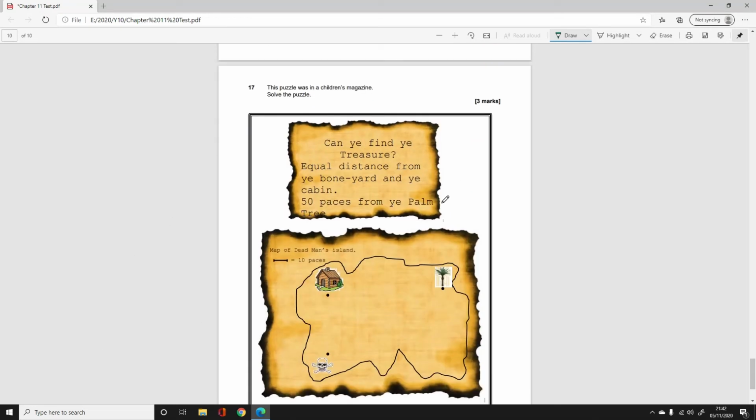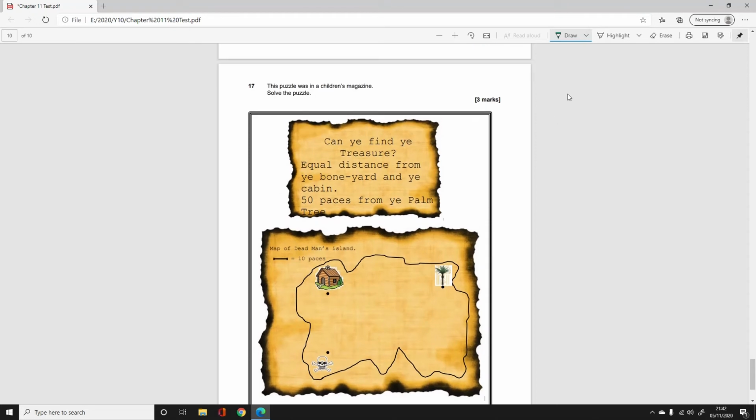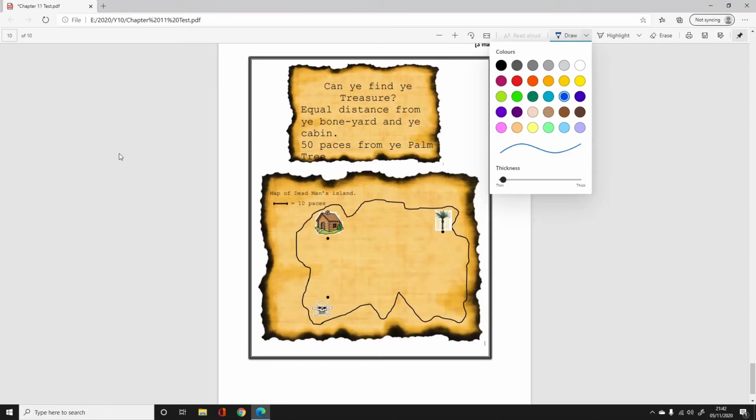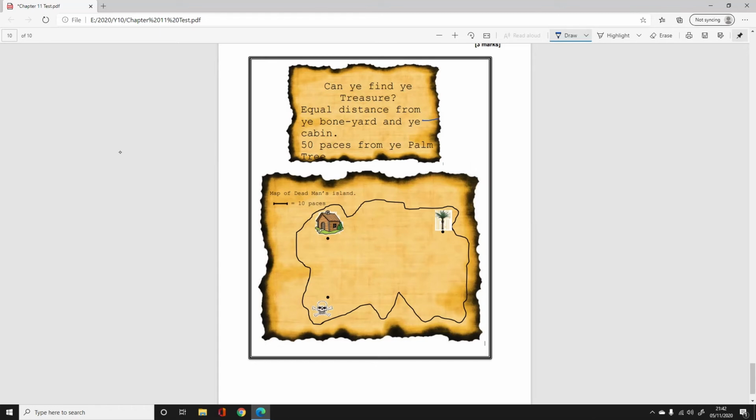Final question is again more constructions. We want to be equidistant from the boneyard and the cabin. Now that means that we have to be the same distance from 2 points, and that's not going to be an angle bisector, it's going to be a line bisector. Same distance from 2 points, line bisector. Same distance from 2 lines will be an angle bisector.